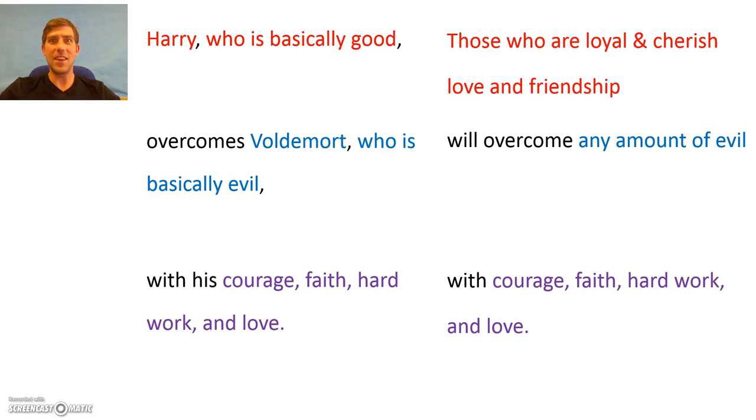Now, in order to make it a theme, you just replace the specifics of the novel, in this case, Harry and Voldemort, with the groups that they represent. And you can see that here on the other side of the screen. So that statement becomes, those who are loyal and cherish love and friendship will overcome any amount of evil with courage, faith, hard work, and love. And that's a theme. Notice that it's not just about the characters in the story, but now it's actually about real people living in the real world.